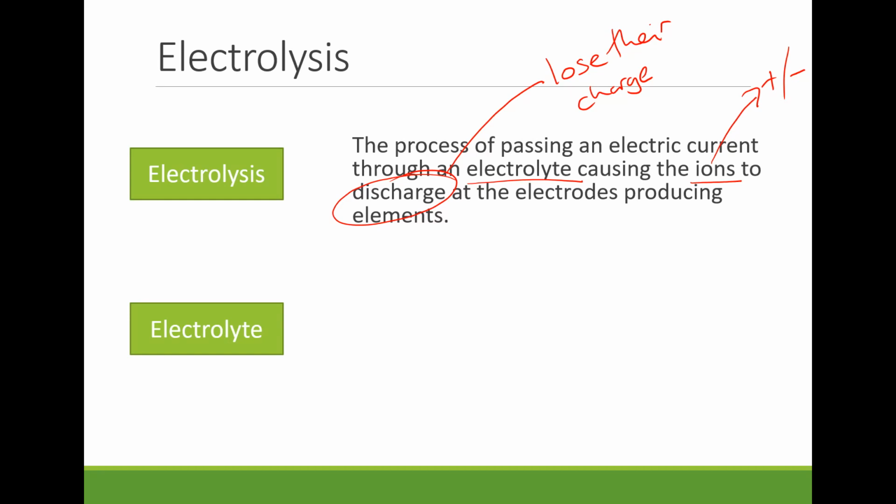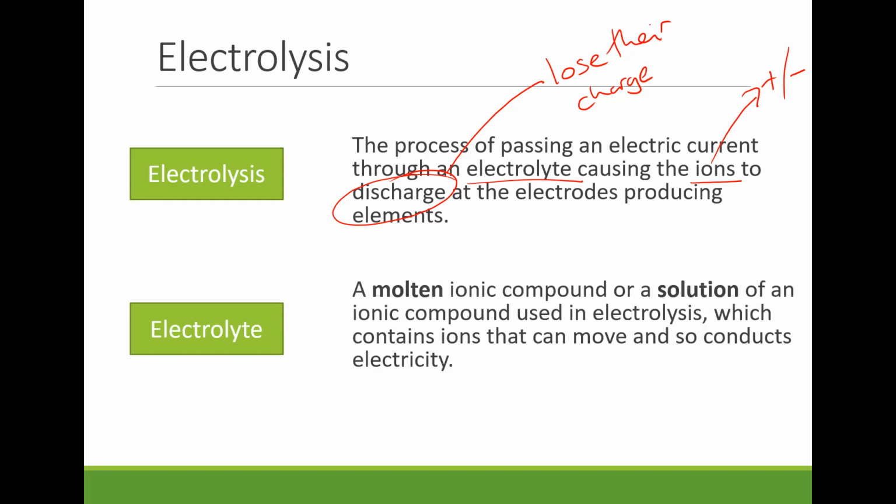So that term electrolyte we need to understand as well. Electrolyte is the thing that we're doing electrolysis to. Slightly more technically, it's the molten ionic compound or aqueous solution of an ionic compound used in electrolysis. Both contain mobile ions, ions that can move. So they can conduct electricity, and those ions can move to the two electrodes and discharge, producing elements.